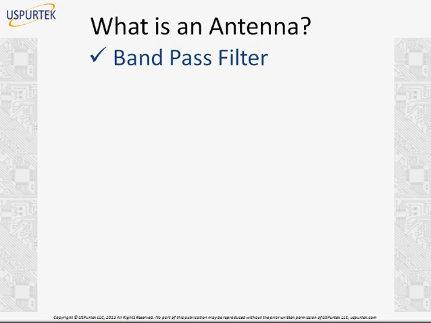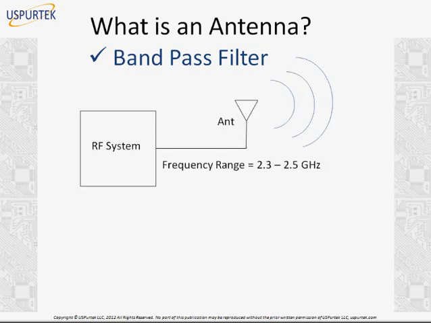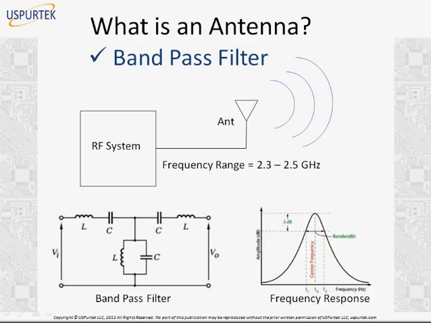Yet another perspective is of an antenna as a band pass filter. Now we know filters. What are filters? Frequency filters. The filters allow only a specific range of frequencies to pass through them. If you look at the specifications of any commercial antenna, it will describe a frequency range. Let's say for a Wi-Fi antenna, the frequency range is written as 2.3 to 2.5 gigahertz. That means it will only receive or transmit frequencies within this range.